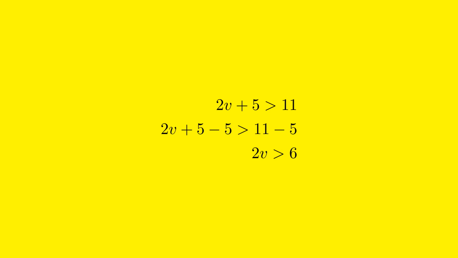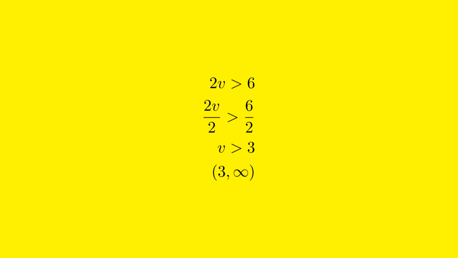So we subtract 5 from 2v + 5, and we also subtract 5 from 11. This changes our inequality from 2v + 5 > 11 to 2v > 6. We can think of this as simplifying the inequality. Removing the same amount from both sides maintains the inequality's integrity, ensuring that the inequality is still true. In summary, we subtracted 5 from both sides to move closer to solving for v. We changed 2v + 5 > 11 into 2v > 6.